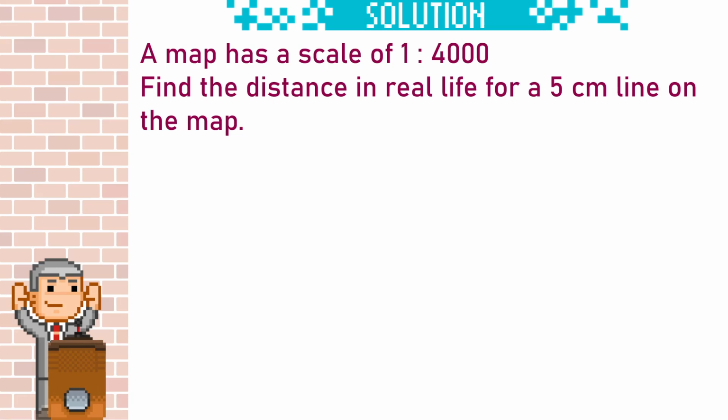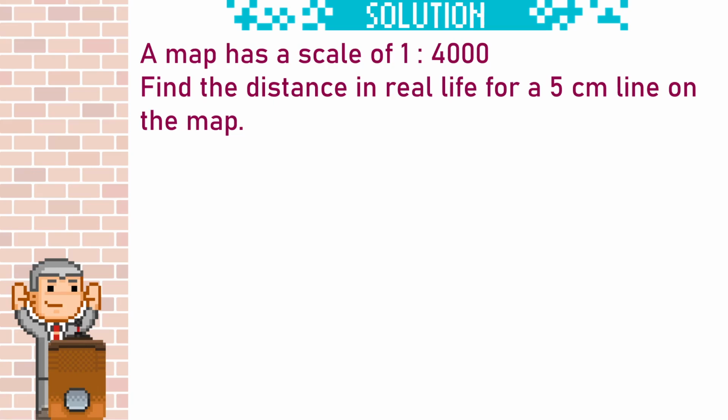In this question, we're told that a map has a scale of 1 to 4,000, and we're asked to find the distance in real life for a 5 centimetre line on the map. The left-hand side of the ratio corresponds to the map, the right-hand side is the real-life measurement, and the reason we know is in real life it would be a lot bigger.